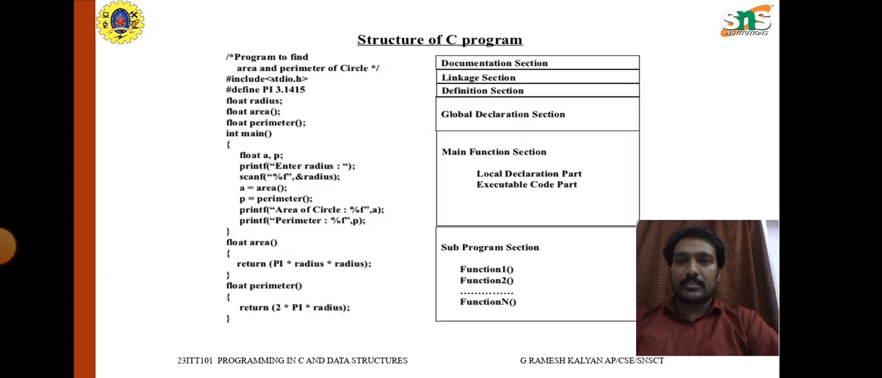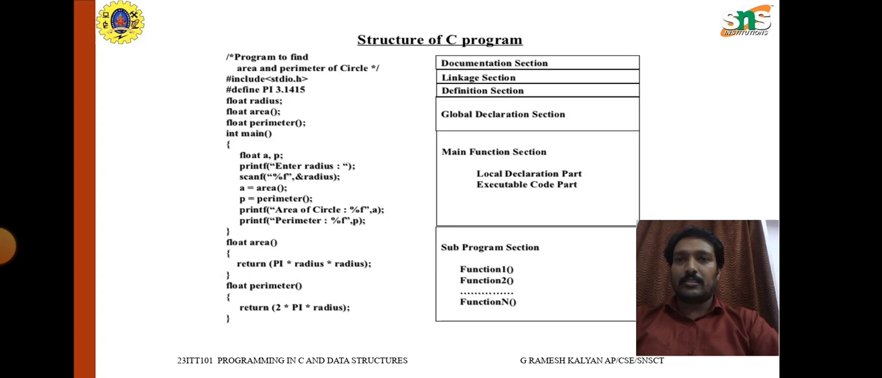So, in general, the structure of a C program gives the various sections in which we can define the program, so that it is defined in a global way or else in a meaningful way. The structure of a C program consists of various different sections used in the programming process, starting from the documentation section and ending with the subprogram section. The sections are the documentation section, linkage section, definition section, global declaration section, and then the main function section.